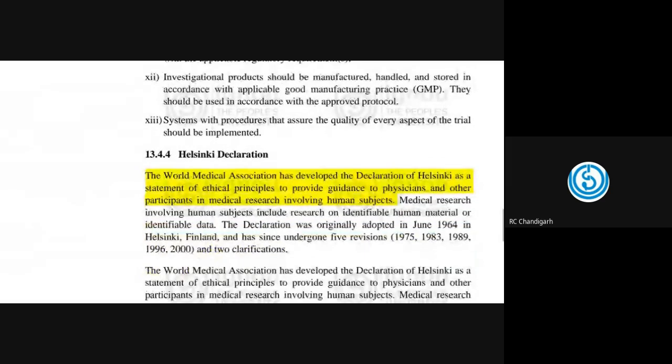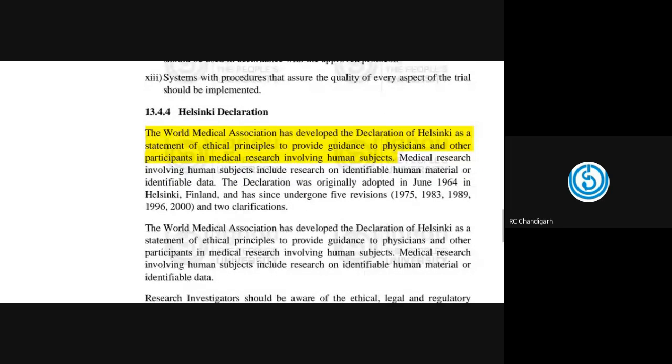Now we come to the Helsinki Declaration. The Helsinki Declaration was given by the World Medical Association and has developed as a statement of ethical principles to provide guidance to physicians and other participants in medical research involving human subjects. Medical research involving human subjects includes research on identifiable human material or identifiable data. The declaration was originally adopted in June 1964 in Helsinki, Finland, and has since undergone 5 revisions and 2 clarifications.